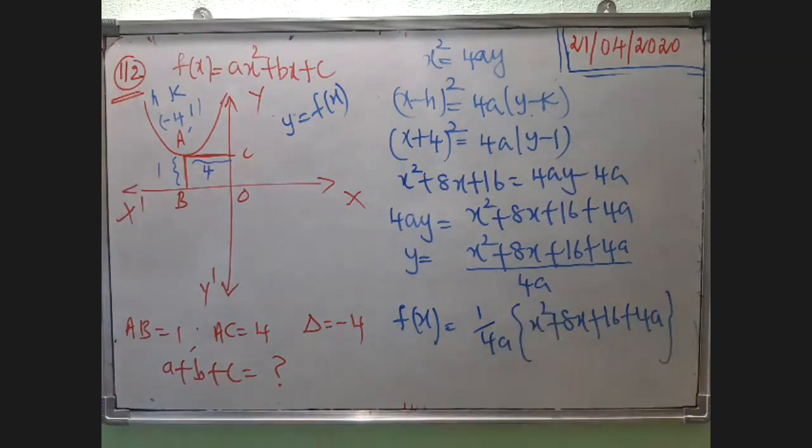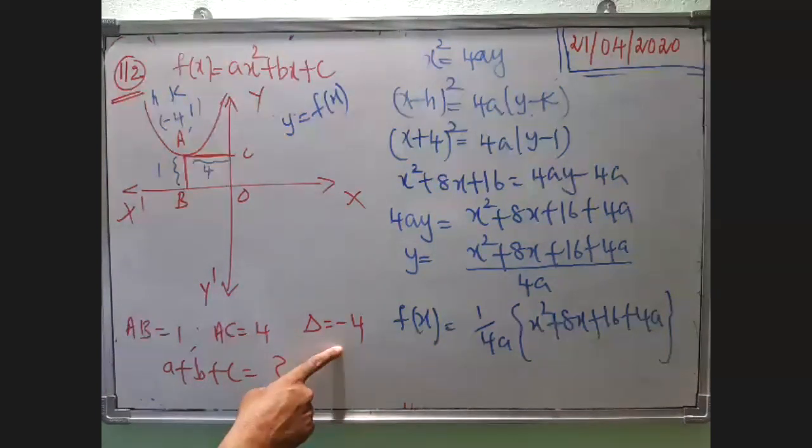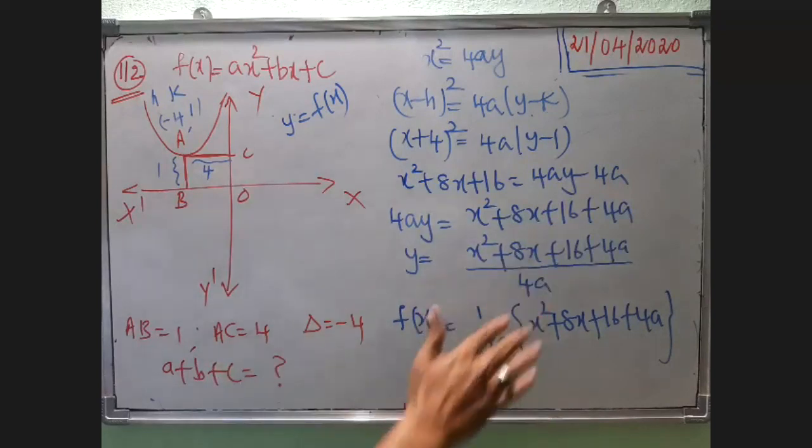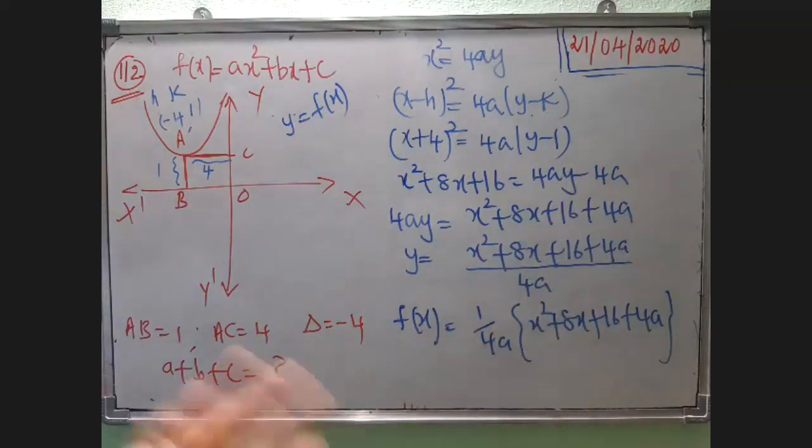So from here, what you have to do is pick out the values of a, b, c. Given that the delta value is minus 4, what's the meaning of delta? b square minus 4ac. If you make it minus 4, you get the value of a. Once you know the value of a, substitute here, you get the a, b, c values. Add a plus b plus c, that is actually your answer. Even up to here, I will solve it next.